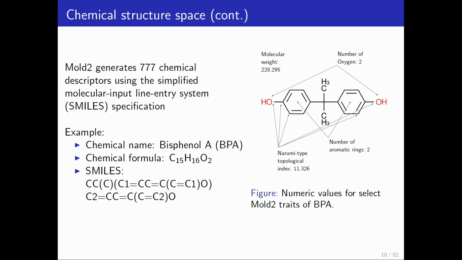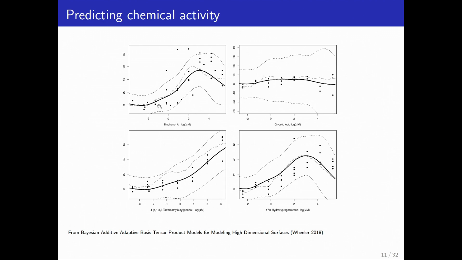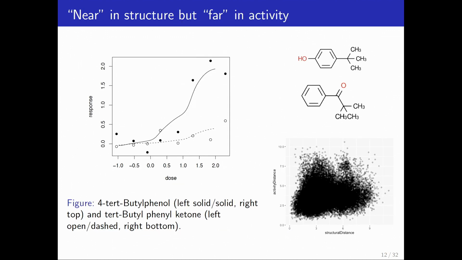Okay, so we have this chemical structure feature, and then we also have these dose response curves. This is bisphenol A, and we have these dose response curves with uncertainty for different chemicals and different assays, and we'd like to tie this all together. Some chemicals might be near in structure and far in activity. Even though chemicals are really similar, that doesn't mean they have similar dose response curves. So we'd like something that can capture that uncertainty, maybe using a type of Bayesian method that Kelly developed.